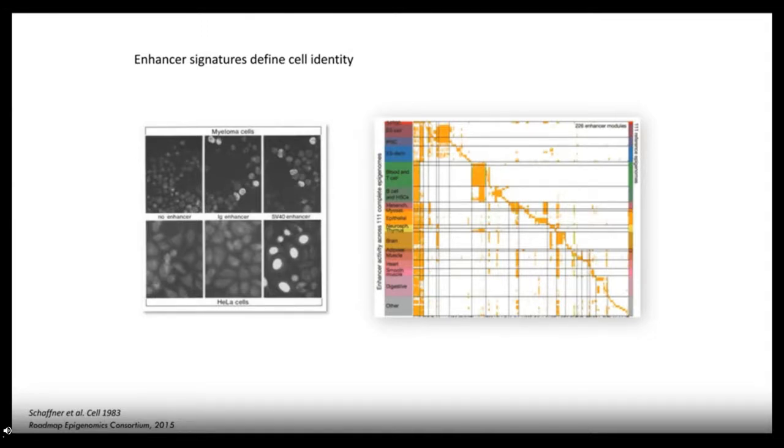And larger, more modern efforts like the Roadmap Epigenomics Consortium and the ENCODE Consortium have basically proven this principle, and that there are classes of enhancers that are ubiquitous across tissues, and that there is a subset of enhancers across tissues that is very cell type specific. And these are the principal mediators of cell type specific gene expression.